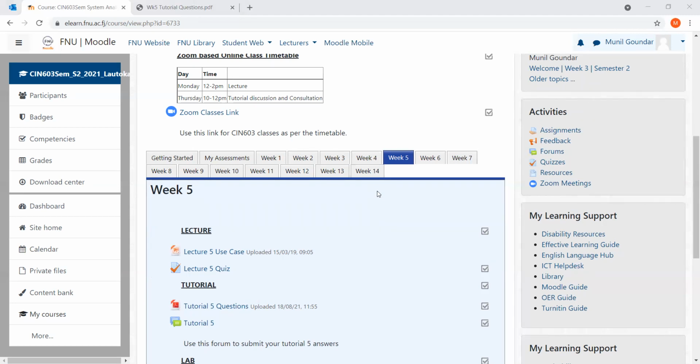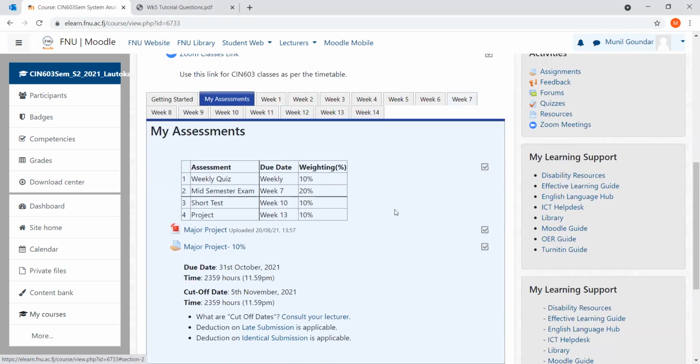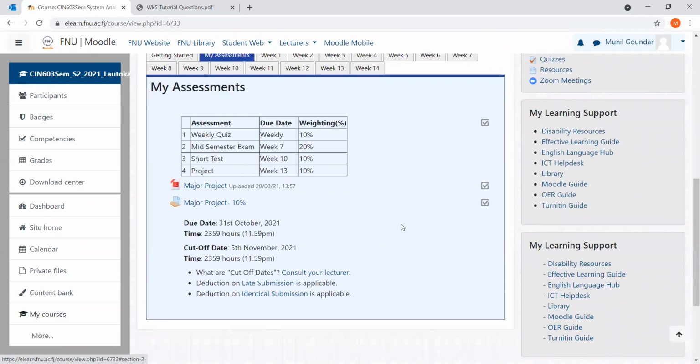Your mid-semester exam will open in week 7, on the very first day of the week, at 6 a.m., and close on the following Sunday. More details on the opening and closing will be given by next week. What will be in your mid-semester exam? You'll have 20 marks of multiple choice questions, 10 marks of true or false, and 20 marks of short answer questions.